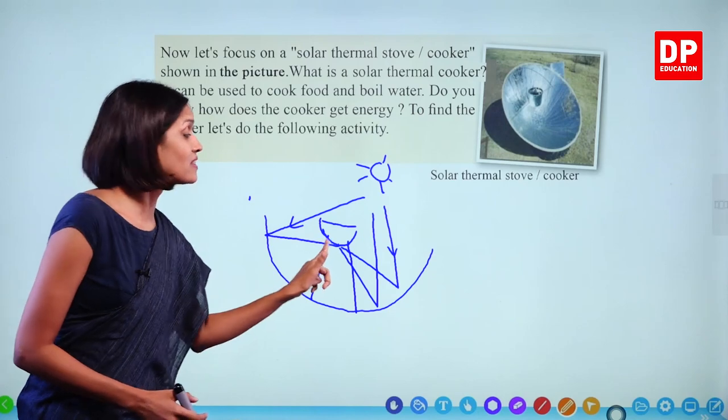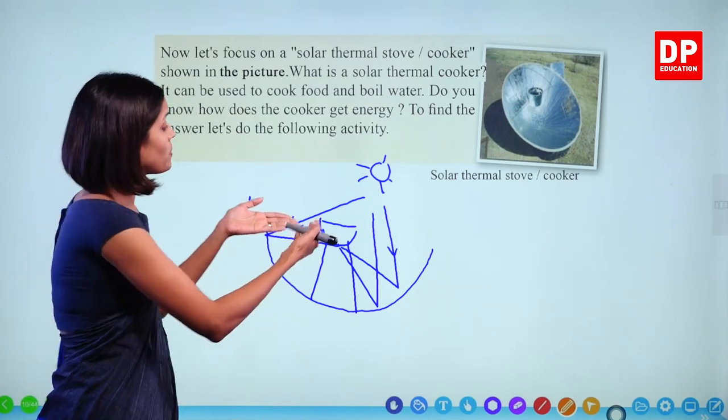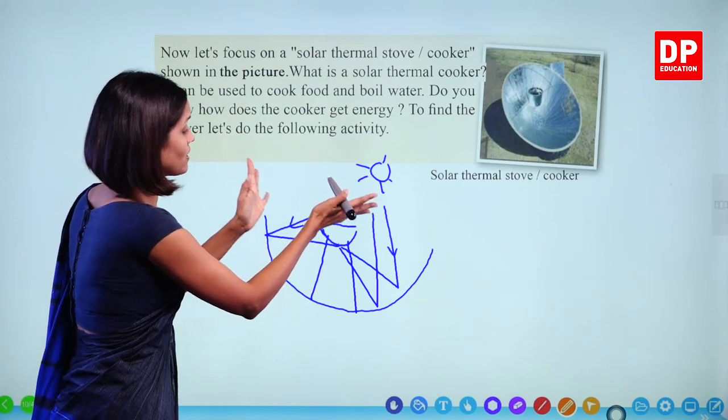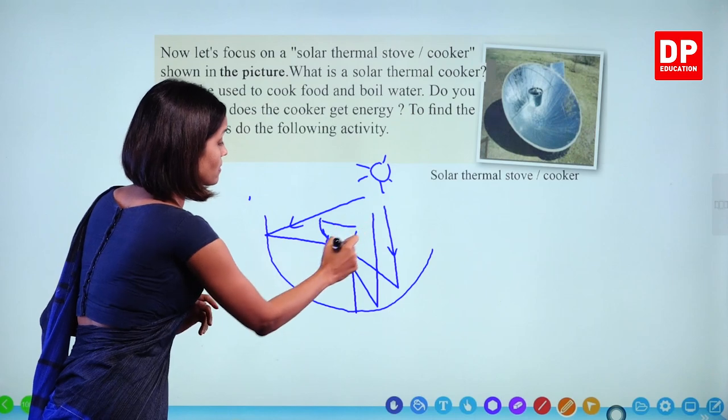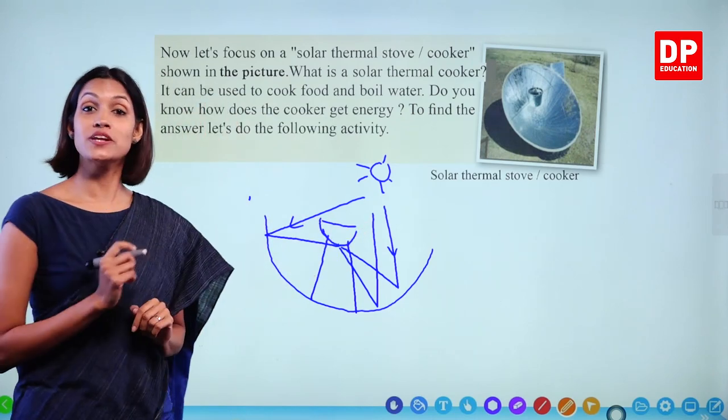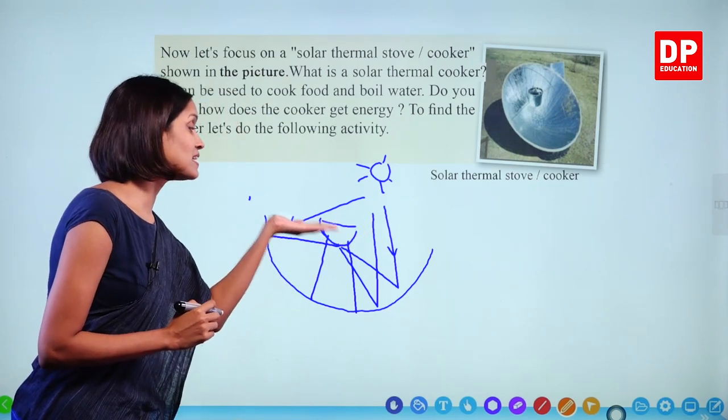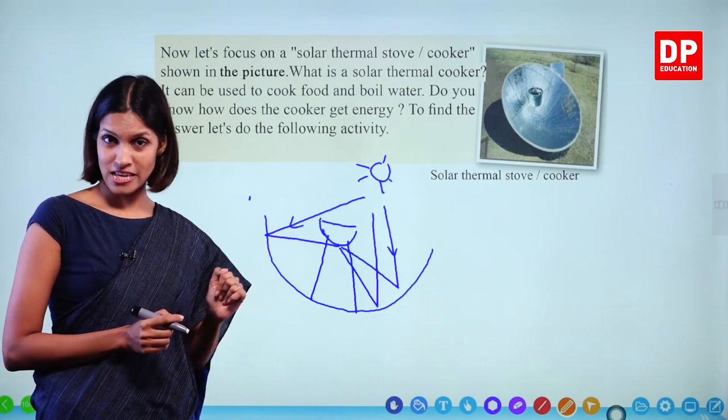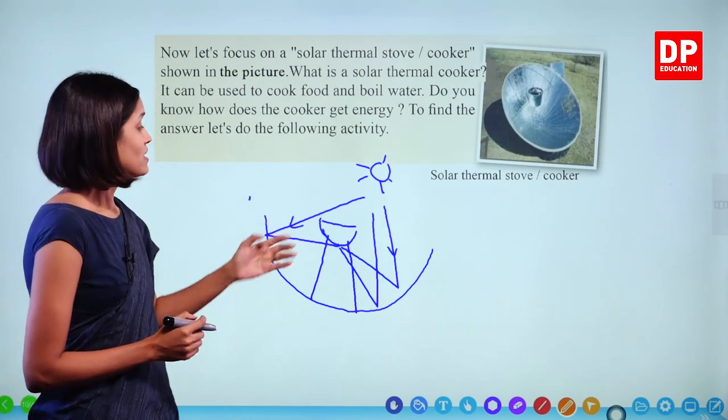Temperature is very high at that point. So if you place your pot or any other instrument on this pot, what will happen? You can easily heat something up using this place. Okay, children?